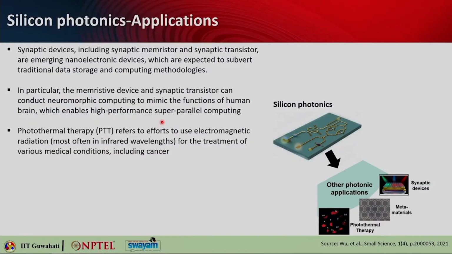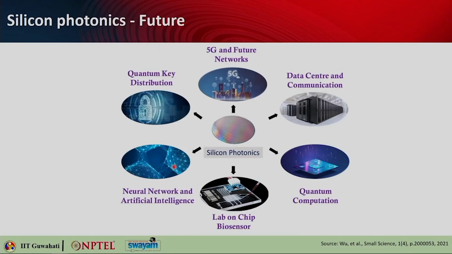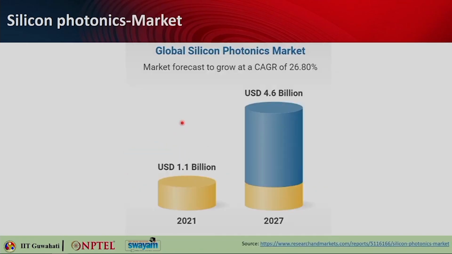You can also think of photothermal therapy, which refers to the effort of using electromagnetic radiation for the treatment of various medical conditions including cancer. Okay, so these are the applications that you can think of. Silicon photonics can be useful in 5G and future networks, data center and communication, quantum computation, lab on chip biosensor, neural network and artificial intelligence, and also in quantum technologies.